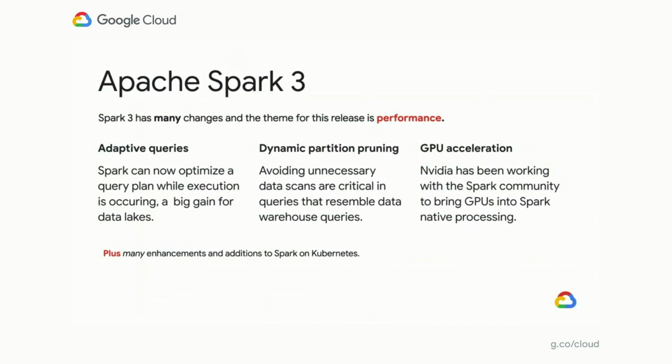First, Spark 3 includes better adaptive query support, so Spark can optimize a query plan while things are executing. Spark 3 also has dynamic partition pruning, so unnecessary scans are avoided in queries that could look like data warehouse queries. So again, faster querying. Spark 3 also has improved GPU support, and we're really excited because we think there's a future where Spark 3 could run entirely on GPUs, both for data science and potentially just general data processing. So we're very interested in seeing what the future holds for Spark and GPUs.